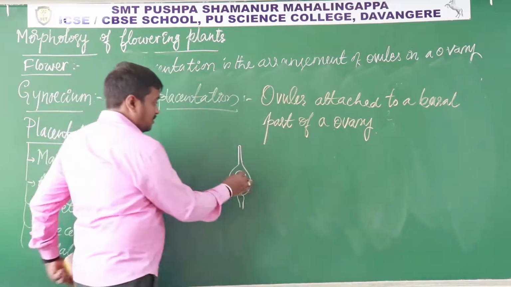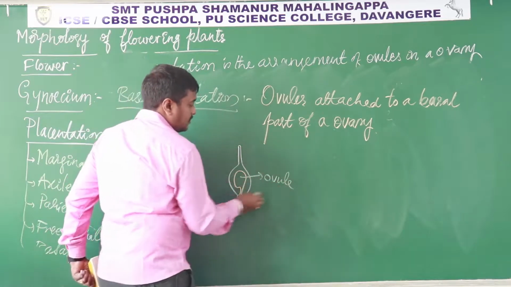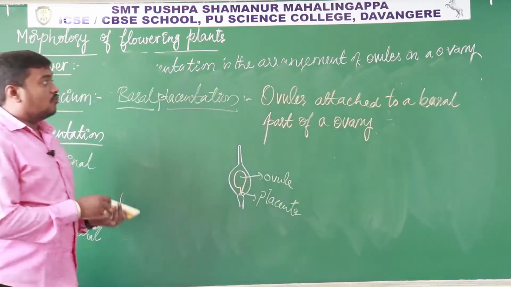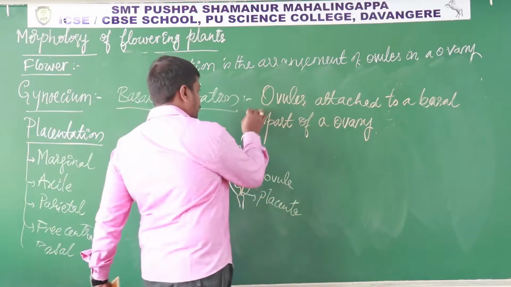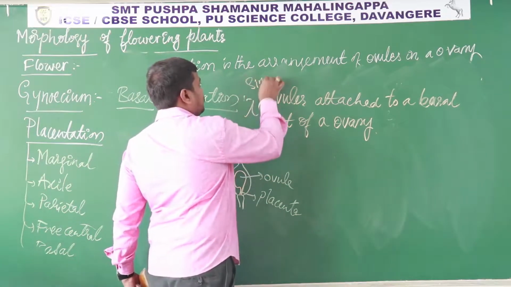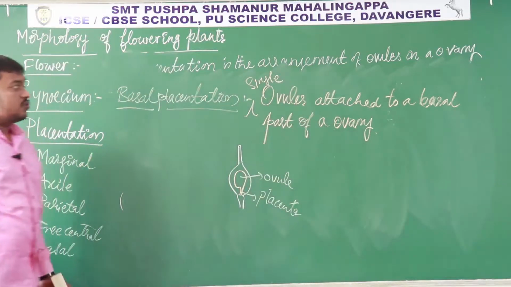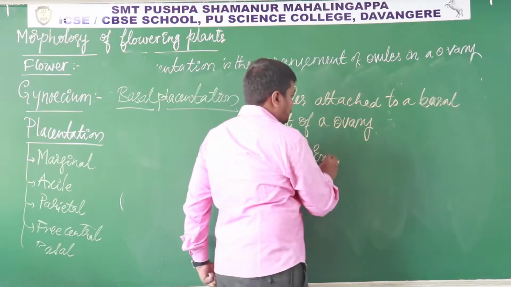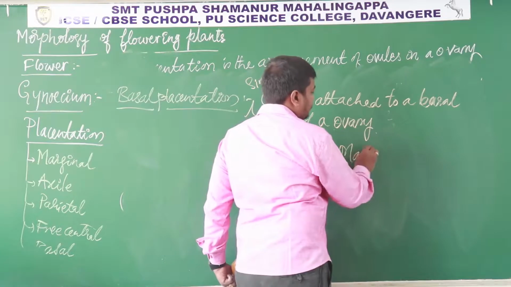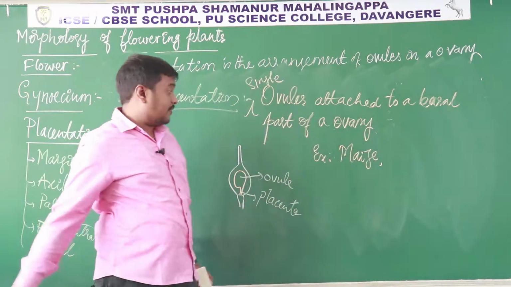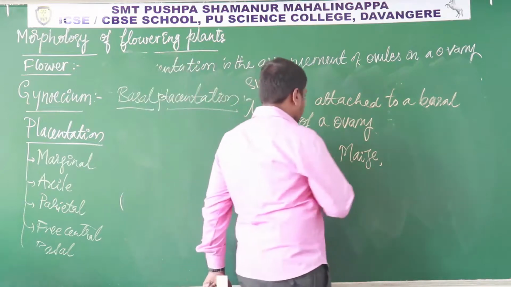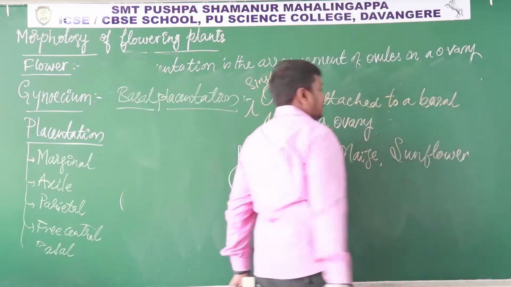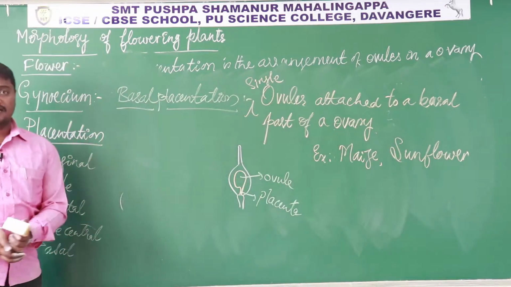Okay, so this is ovule, this is placenta. So, ovule attached to a basal part of a ovary. Of course, you can add one more term here. Single ovule attached to basal part of a ovary. ಒಂದು ovary ಒಳಗಡೆ ಒಂದೇ ovule ಇರುತ್ತೆ. So this can be seen in maize ಅಥವಾ ಆಲ್ಮೋಸ್ಟ್ ಆಲ್ monocots ಅಲ್ಲಿ basal placentation ಇರುತ್ತೆ, and even in sunflower ಮತ್ತೆ maize ಅಲ್ಲಿ you can see this basal placentation.